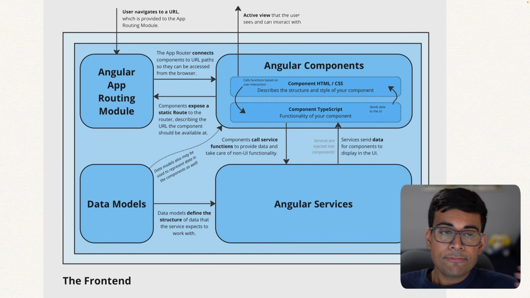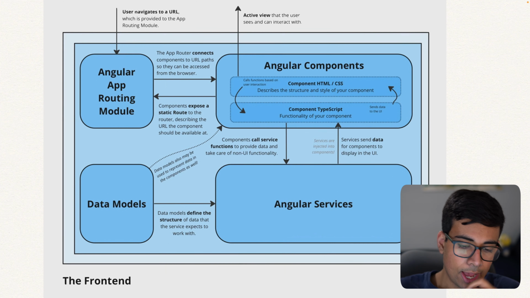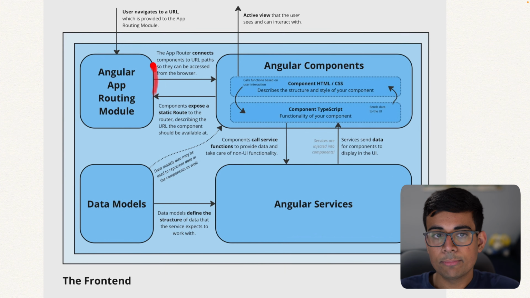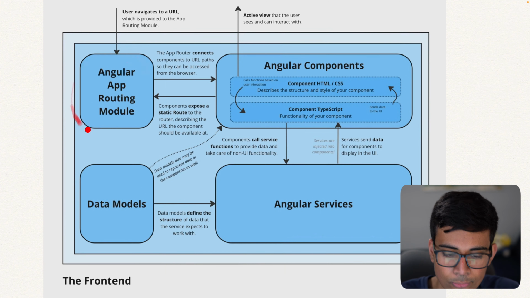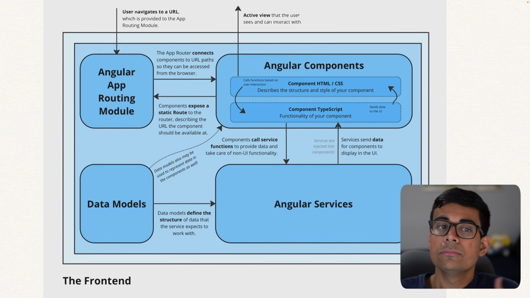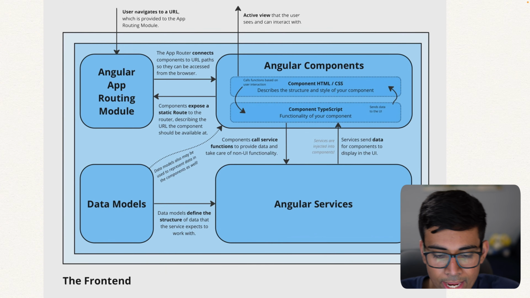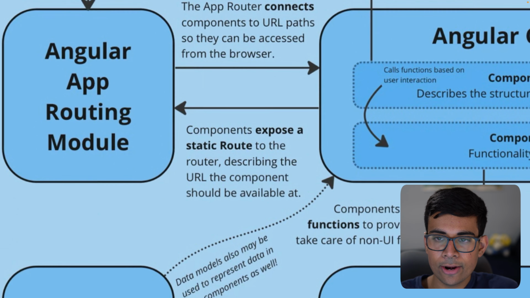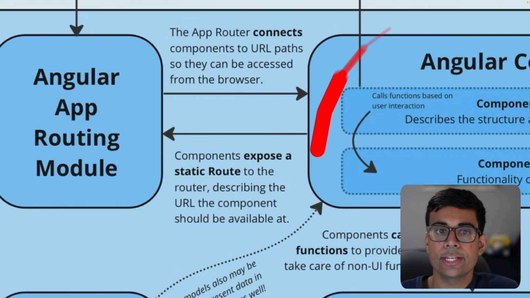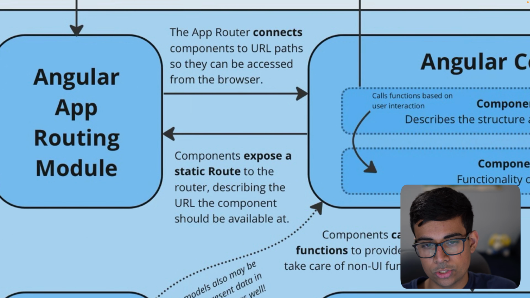And so if I type in, for example, /demo, I'd want my Angular app routing module to actually show my demo component. However, how does the app routing module know which component to show for which route? Well, that is the job of the component actually to provide this data to the router. And you can see that in my diagram, there's an arrow going from my component, which is over here, back over to the app routing module.